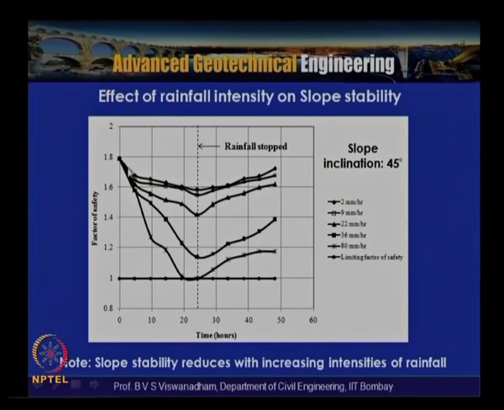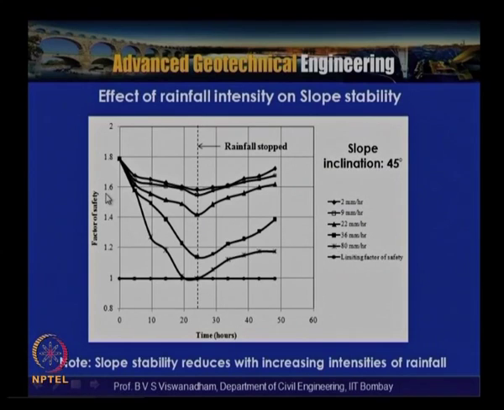So, you can see that for a rainfall intensity of 2 mm per hour on that particular slope having a certain configuration, the factor of safety decreased from 1.8 to 1.6. But for the same slope with an increase in rainfall intensity, let us say 36 mm per hour, the factor of safety at the beginning of the rainfall is 1.8, and at the end of the rainfall it is reduced to about 1.15 or so.